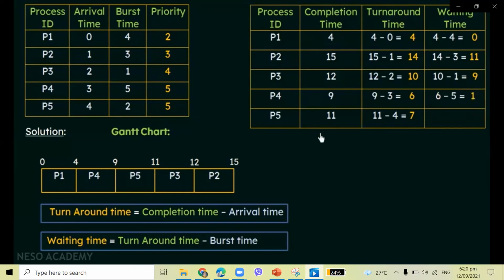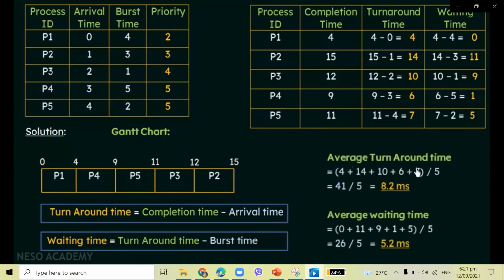And finally for P5, the turnaround time is 7 and the burst time is 2. So we have a waiting time 7 minus 2, that is 5 milliseconds. So we have also calculated the waiting time for this set of processes P1 to P5. So now calculation of the average turnaround time and average waiting times are very easy. So how do we do it?